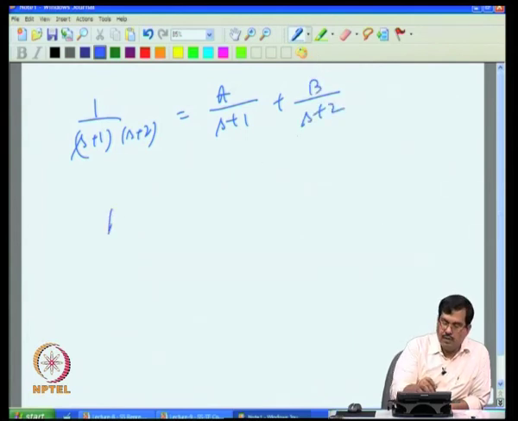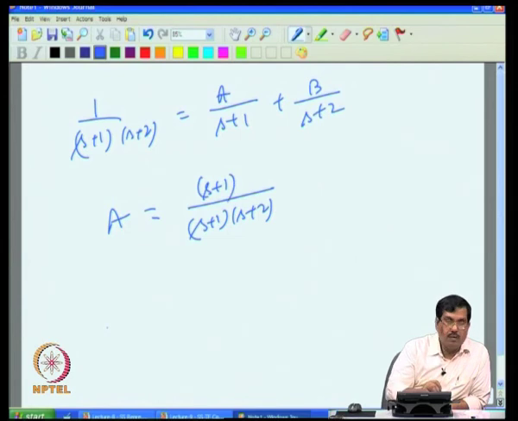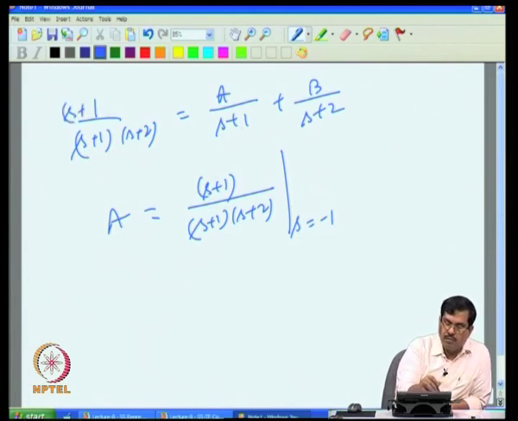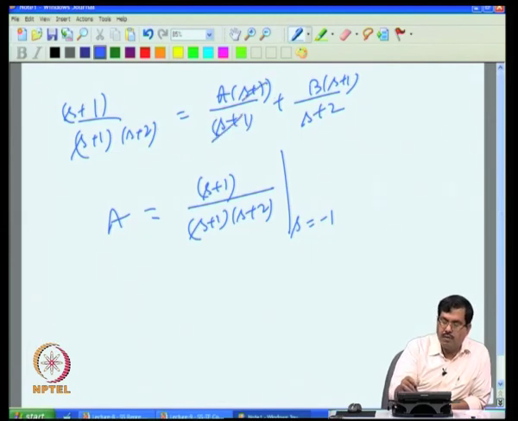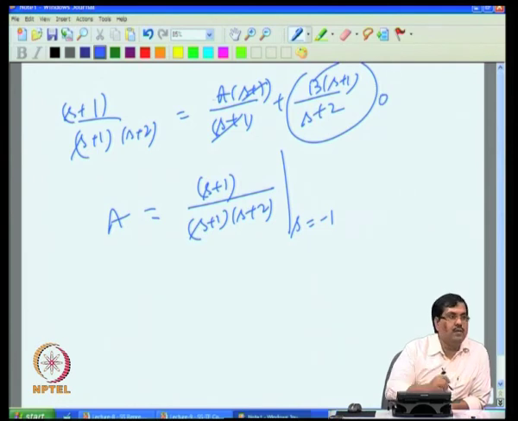Okay. Now, what is A? A by definition is: I will multiply by s plus 1 on both sides. If I multiply that, I will get s plus 1 divided by s plus 1 into s plus 2. Okay. And I have to evaluate that at s equal to minus 1, the root of this actually. And it will turn out to be very nice, because if I simply multiply by s plus 1, this fellow gets cancelled out, and if I set s equal to minus 1, then the other term happens to be 0. I am left with only A basically. Okay. So, that is why this is given like that.